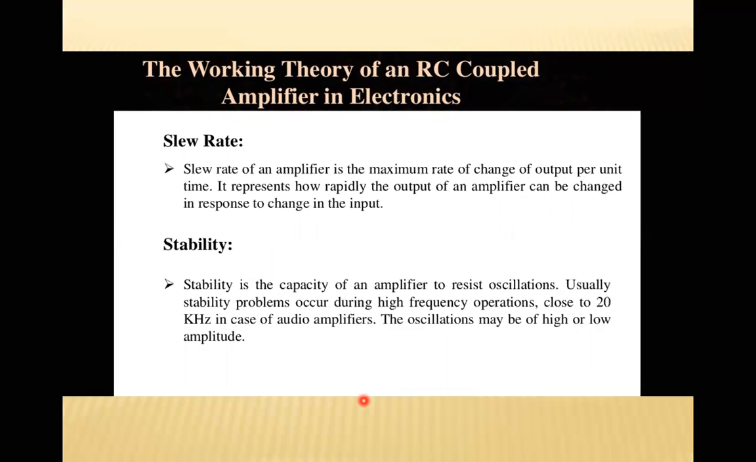Slew rate. The slew rate of an amplifier is the maximum rate of change of output per unit time. It represents how rapidly the output of an amplifier can be changed in response to a change in the input. So it depends on time. Again, the slew rate is nothing but the maximum rate of change of output per unit time. It means how much the output changes with respect to time.